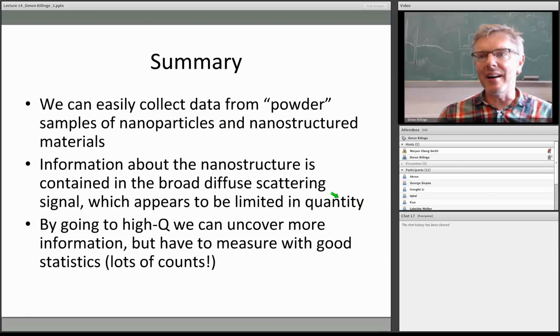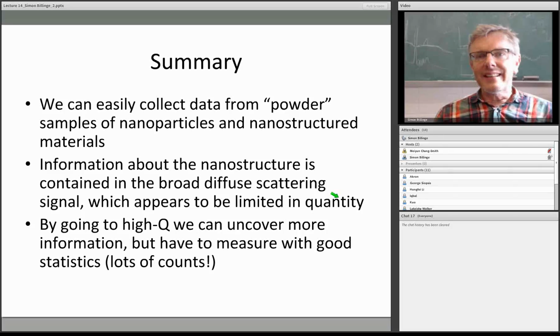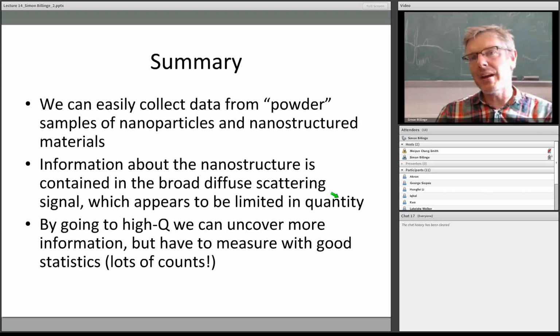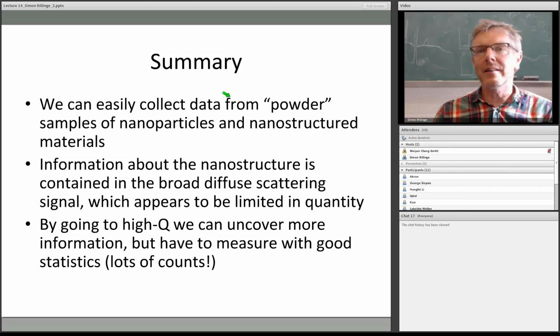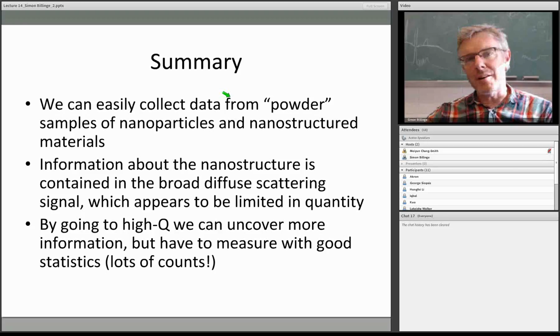So I'd just like to summarize this introductory part of the talk here. We can easily collect data from powder samples of nanoparticles. And when I say nanoparticles, we can also look at molecular systems in solution. We can look at colloidal suspensions. We can look at all of these kinds of things. But where the objects themselves are nanoscale, there's not a problem collecting data. We don't have to isolate a single nanoparticle. We can just look at the powder in a capillary.